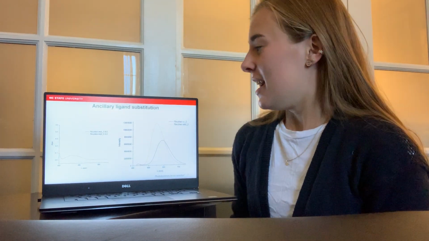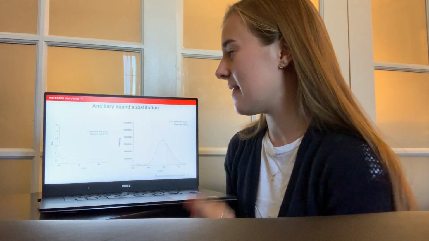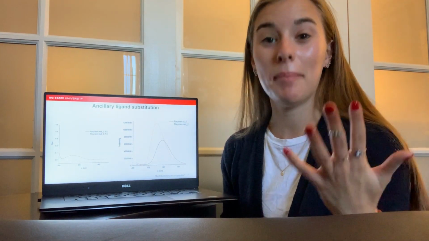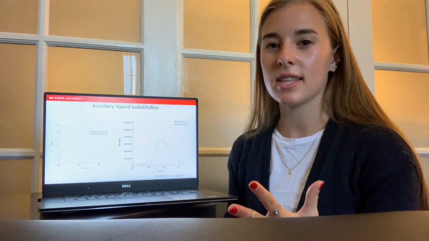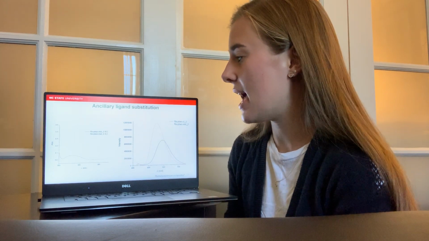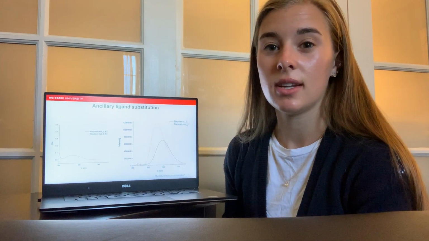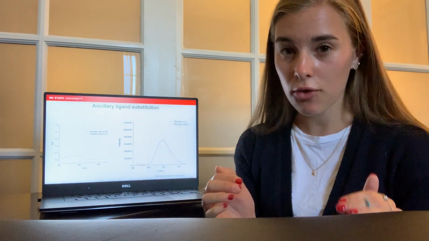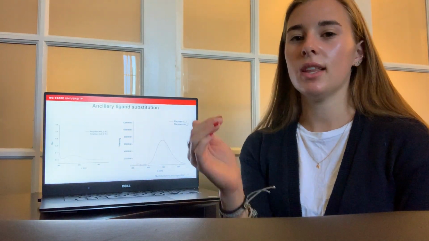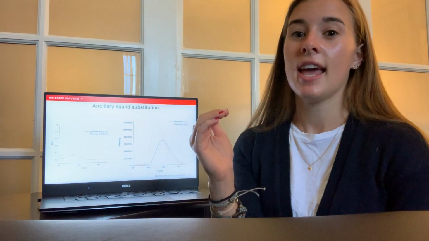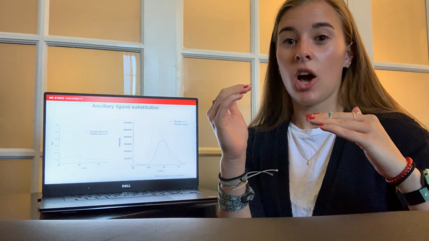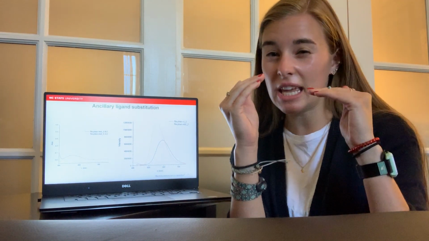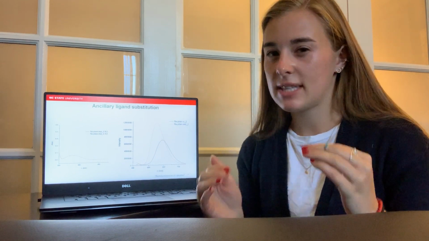So on the left side, we can see that if we add the imidazole ligand for the ancillary ligand, we can see that it is blue shifted, which is what we want. The blue shift means that the interaction between the electron donating and the electron withdrawing come close enough to each other that they're equalizing.